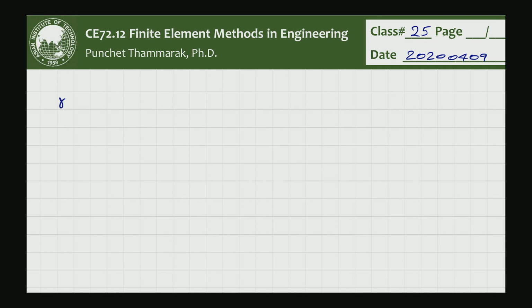Next, gamma xy. Gamma xy is the partial derivative of u with respect to y plus the partial derivative of v with respect to x. So we combine all of these: partial u with respect to y plus partial v with respect to x.